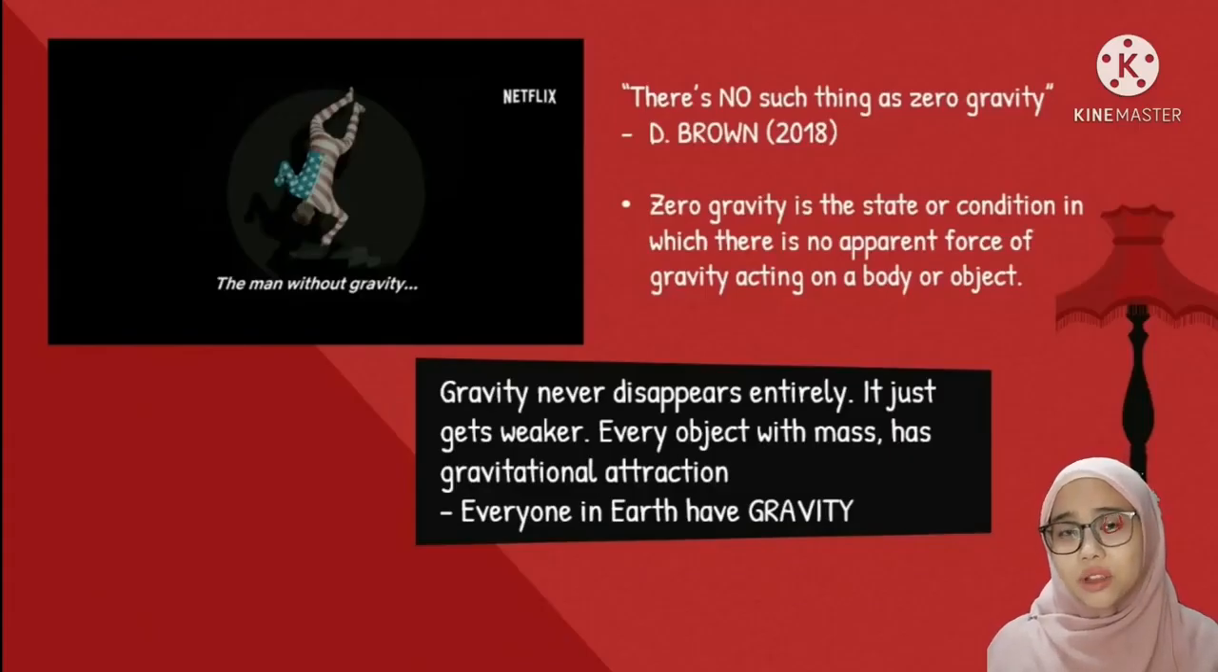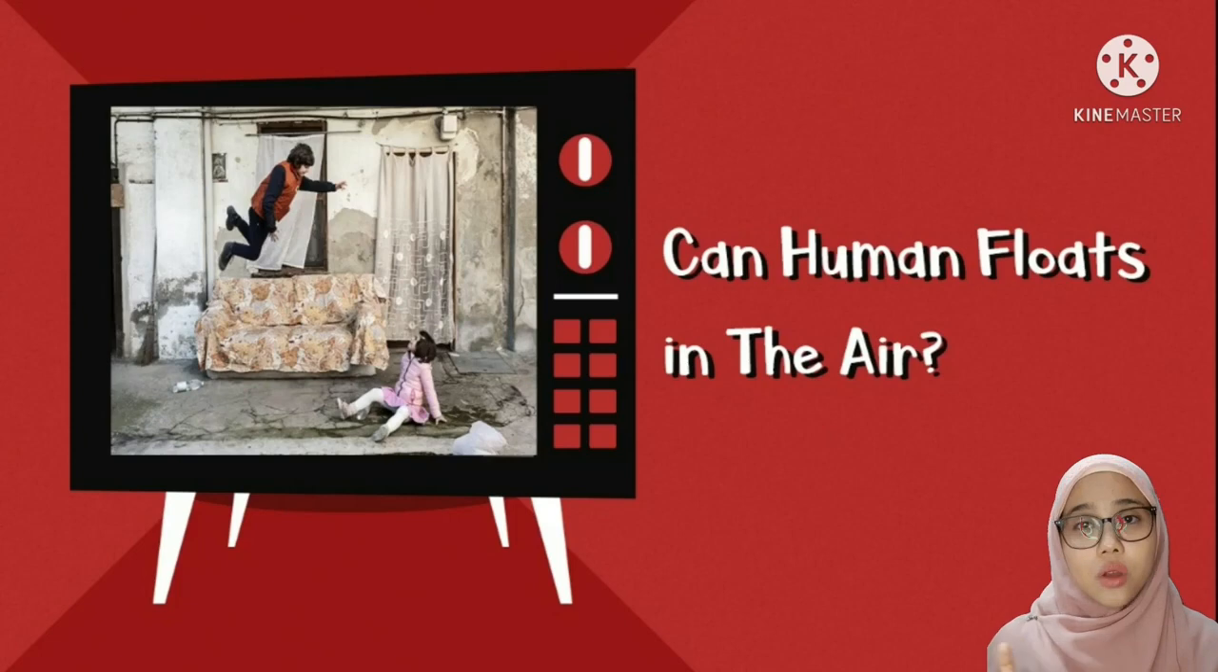The article by D. Brown in 2018 states that there is no such thing as zero gravity. Zero gravity is the state or condition in which there is no apparent force of gravity acting on a body or object. From the movie, it states that the man without gravity. So without here, it means no gravitational force acts on Oscar at all. Keep in mind that gravity never disappears entirely. It just gets weaker, and every object which has mass has gravitational attraction. Can humans float in the air? Let's see the answer.